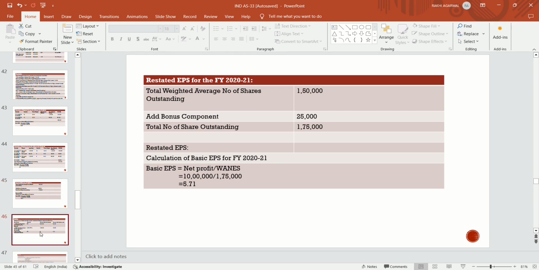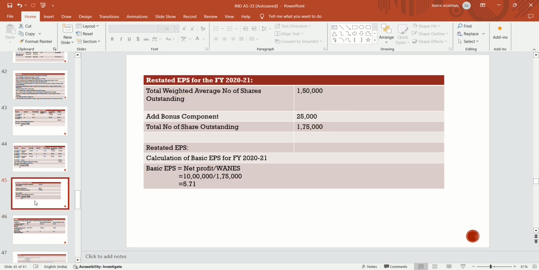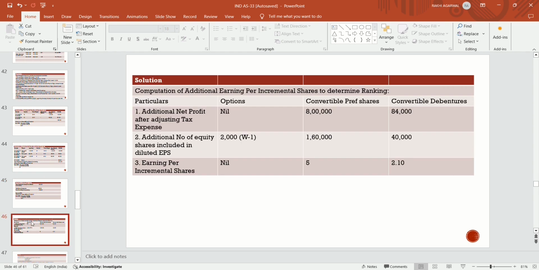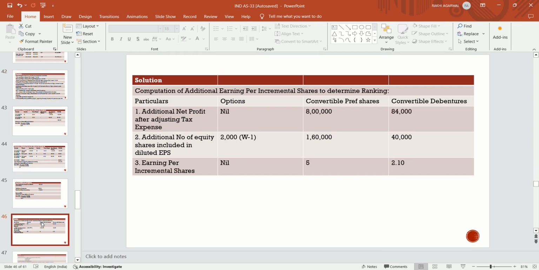Now we have to calculate the dilution effect, because dilution happens in both the years. There are 10% cumulative preference shares of 100 each. So we will calculate the dilution for the financial year 2021. Firstly, computation of additional earning per incremental share to determine the ranking. Consider the options outstanding at an exercise price of 60 per equity share. The fair value of the shares is given as 75. There is no incremental earning in case of options, so it becomes nil. We have to calculate the number of shares for the options. Now we have to check the working.